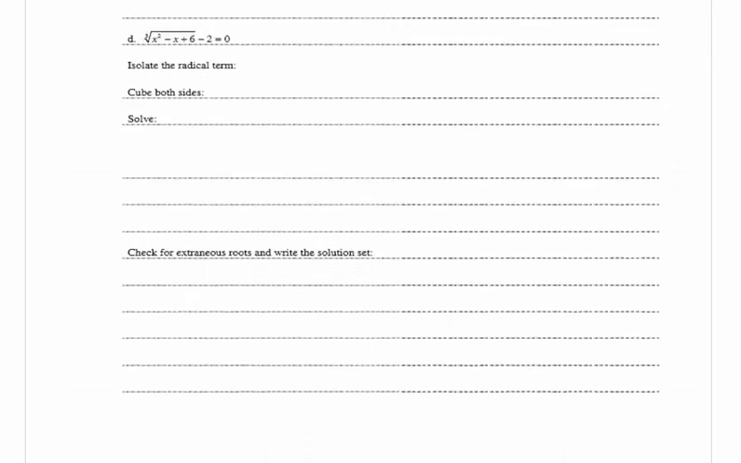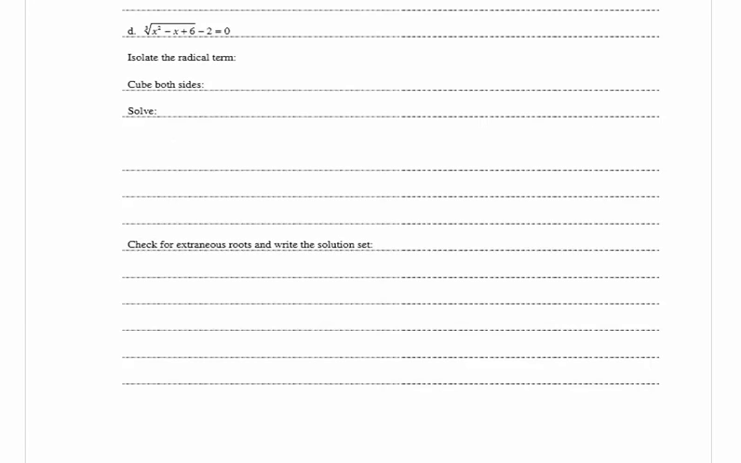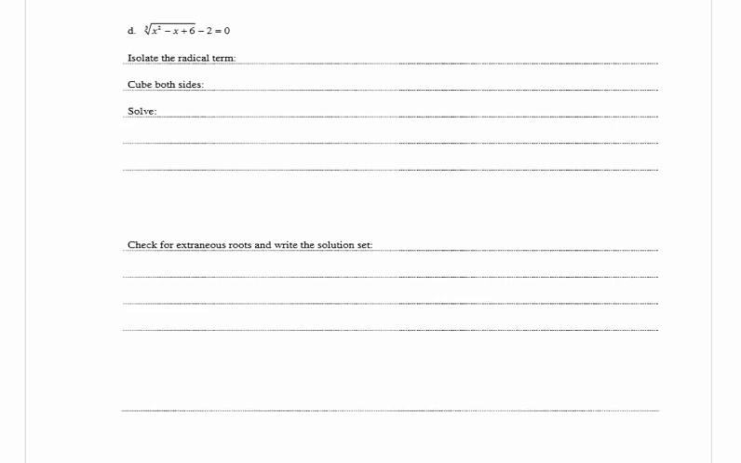For D, we have the cube root of x squared minus x plus 6 minus 2 is equal to 0. And they want us to isolate the radical term, so we're going to add 2 to both sides. So we have the cube root of x squared minus x plus 6 is equal to 2. And now it wants us to cube both sides. So we're going to have the cube root of x squared minus x plus 6 cubed is equal to 2 cubed.